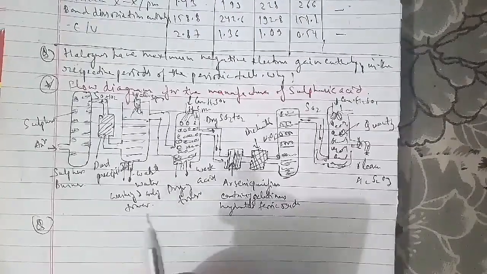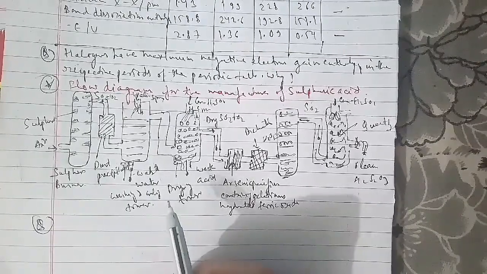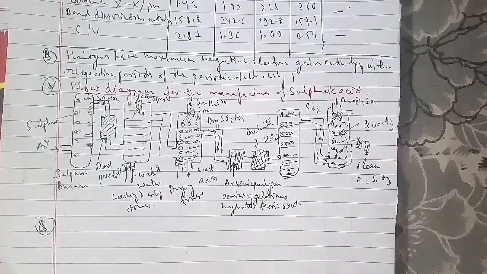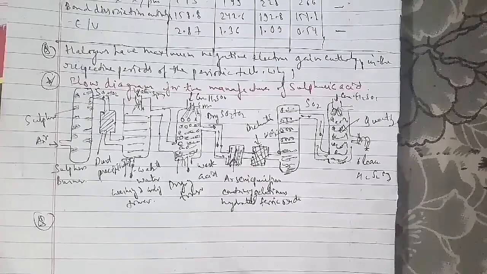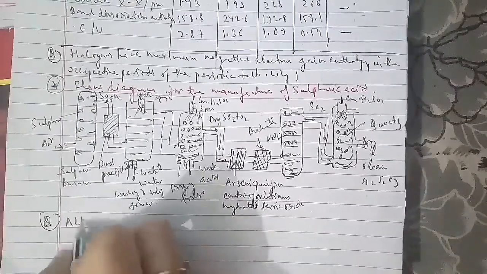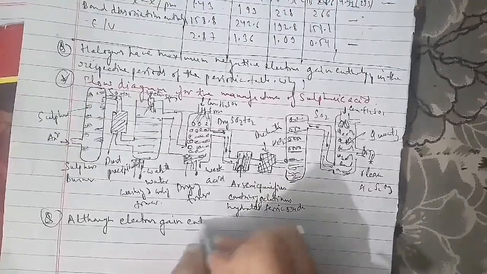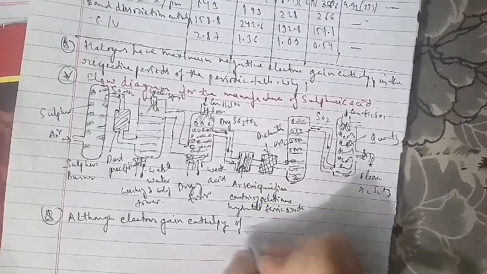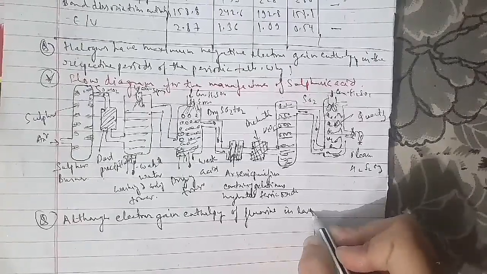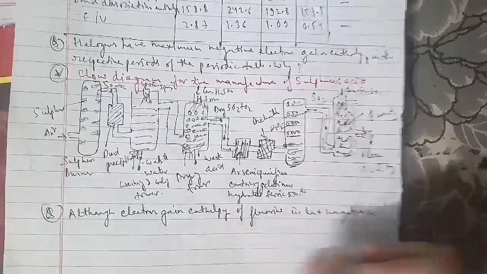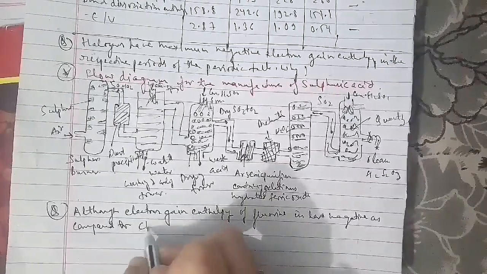In the same case, we will go ahead. Although electron gain enthalpy of fluorine is less negative as compared to chlorine, fluorine is a stronger oxidizing agent than chlorine. Why? This we have to talk about.